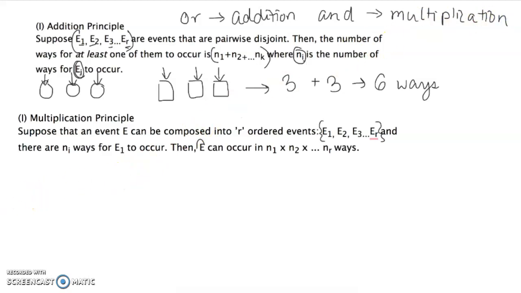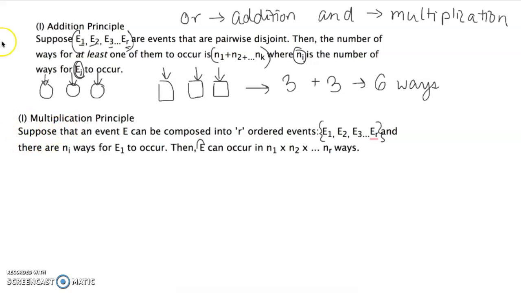Now, let's move on to the multiplication principle. Suppose that an event E can be composed into R ordered events, E1, E2, E3, all the way to ER, and there are n1 ways for E1 to occur. Then, E can occur in n1 times n2 times n3, all the way to nR ways.